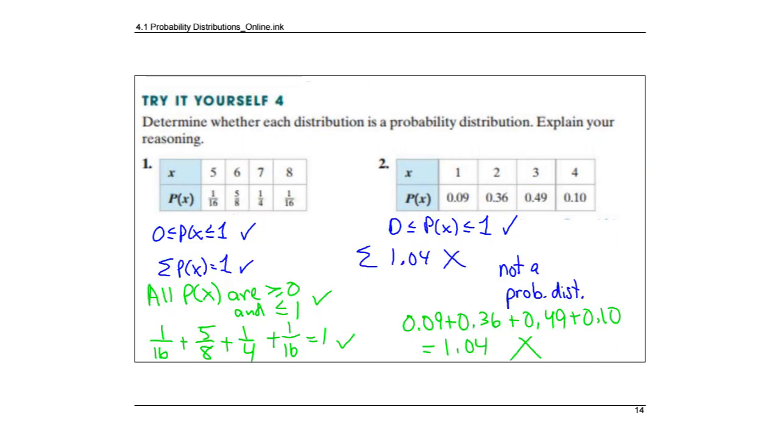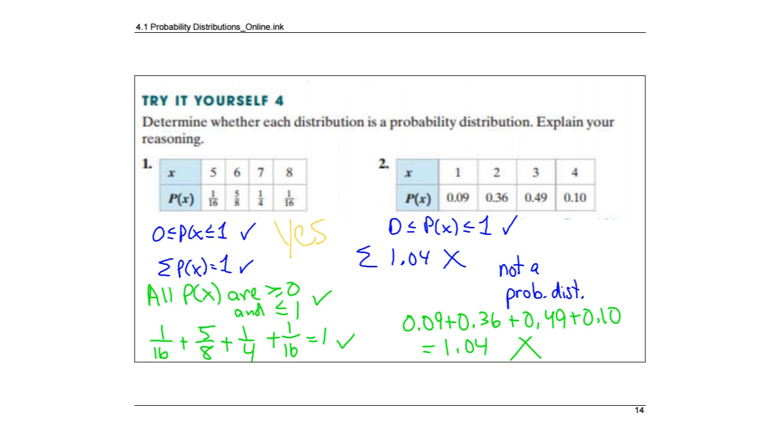All right, one more example of looking at this criteria to see if it's a probability distribution. So my first table here, everything looks okay for being between 0 and 1. I have 1 over 16, 5 over 8, 1 over 4, and 1 over 16. So those are all between 0 and 1 inclusive. Use your calculator to add those up. Don't find common denominators. And if you add those 4 up, you get positive 1. So this one is good. Right, this one is a probability distribution.